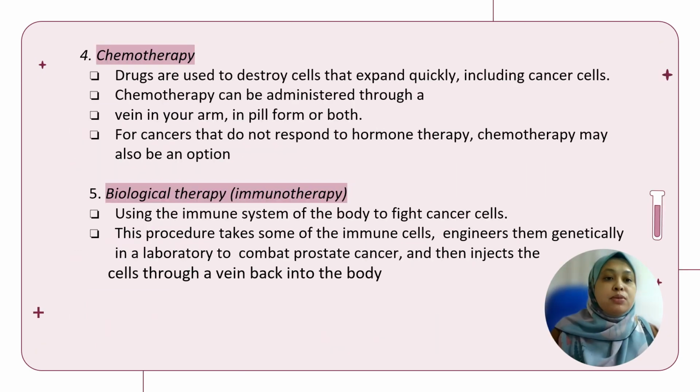So another treatment is chemotherapy, in which drugs are used to destroy cells that expand quickly, including cancer cells. So chemotherapy can be administered through a vein in your arm, in pill form or both. Another treatment is biological therapy, which is immunotherapy, using the immune system of the body to fight the cancer cells.